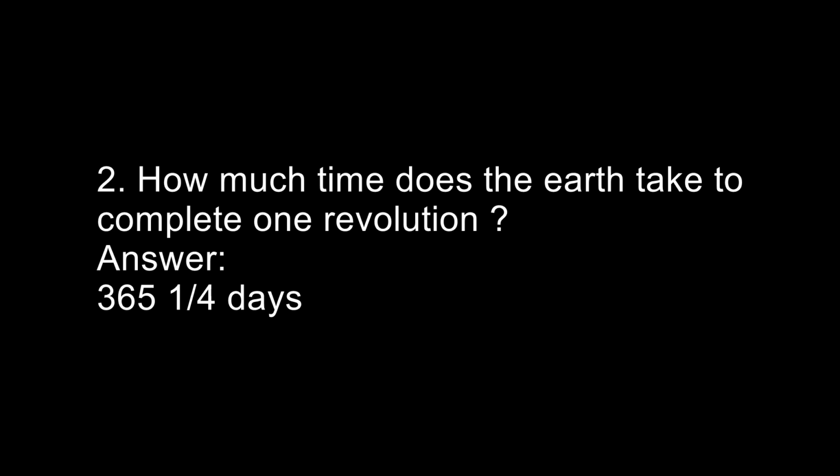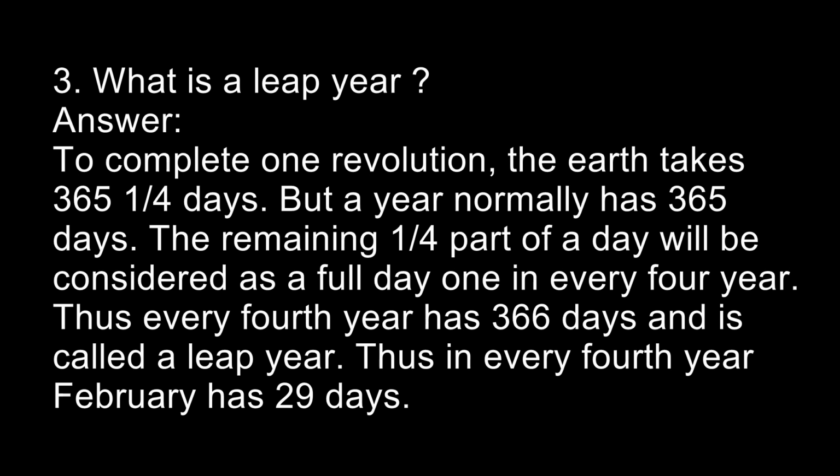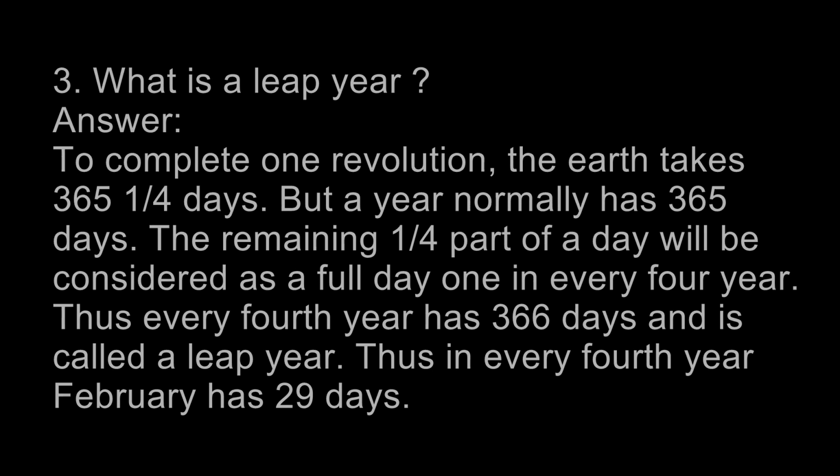365 1/4 days. Third question, what is a leap year? To complete one revolution, the Earth takes 365 1/4 days, but a year normally has 365 days. The remaining 1/4 part of a day will be considered as a full day, one in every 4 years. Thus, every fourth year has 366 days and is called a leap year. Thus, in every fourth year, February has 29 days.